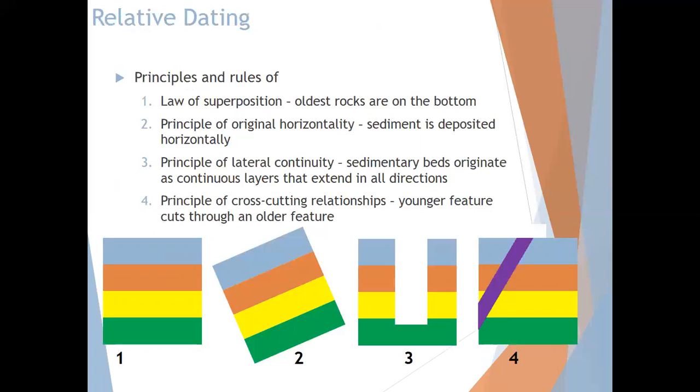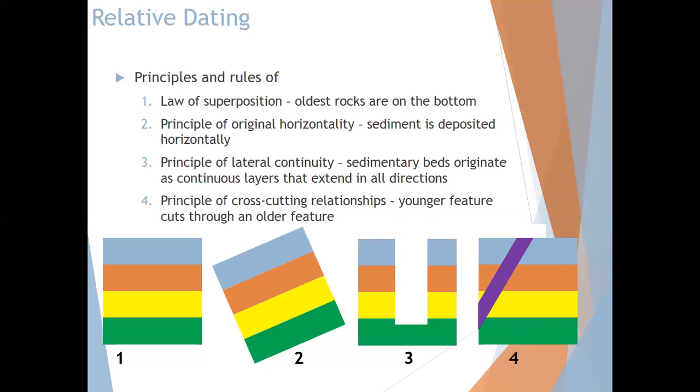As we go through, there's going to be a number of principles and rules of understanding dating. One of these first, or 4 of these first rules, are seen here. We have the law of superposition. And each of these laws, numbered 1 through 4, is represented by 1, 2, 3, and 4 on the bottom, showing you pictures. In the law of superposition, we believe the oldest rocks are on the bottom of any set of rocks.